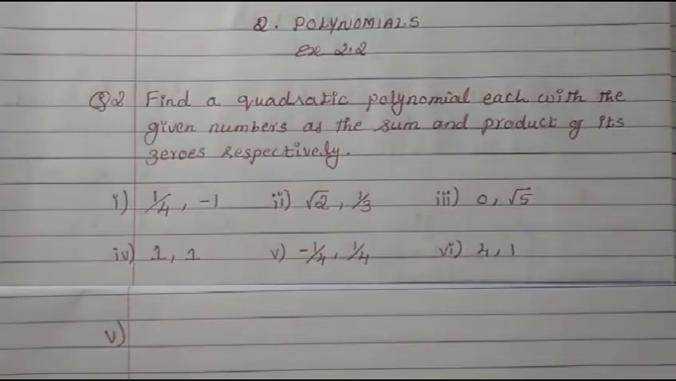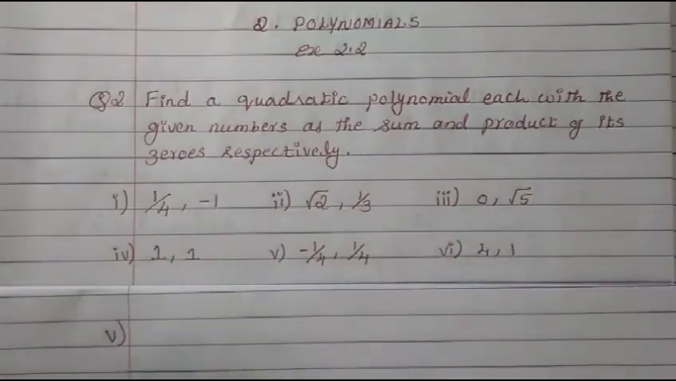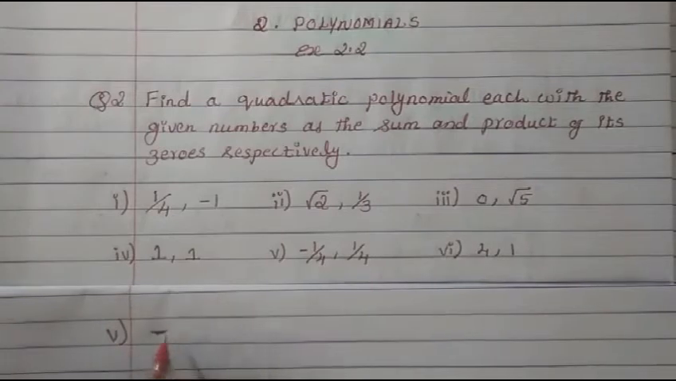Today we are going to study from class 10, chapter 2 Polynomials, exercise 2.2, question 2. Find the quadratic polynomial, each with the given numbers as a sum and product of its zeros respectively. Already we have seen part 1, part 2, part 3 and part 4. So today we are going to see part 5, that is minus 1 upon 4 and 1 upon 4.